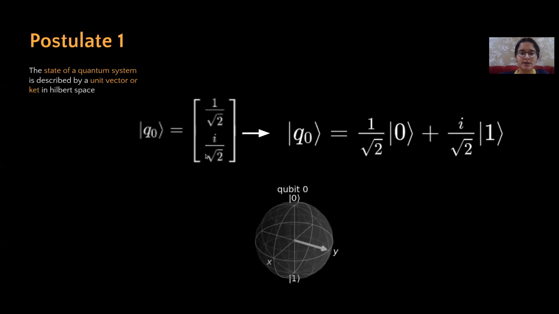And this qubit can be represented on a Bloch sphere with the help of these amplitudes. So basically, postulate 1 tells us that we can represent our qubits as a superposition of ket0 and ket1 in the form of a state vector, or you can call it a column matrix, or basically a ket.